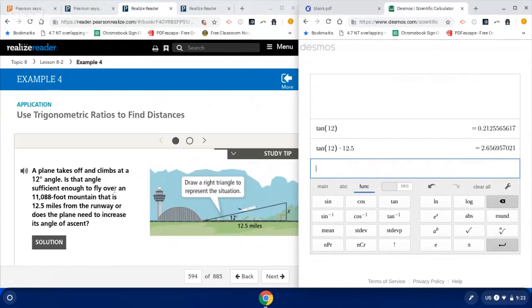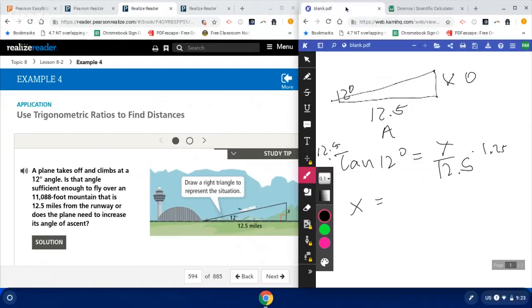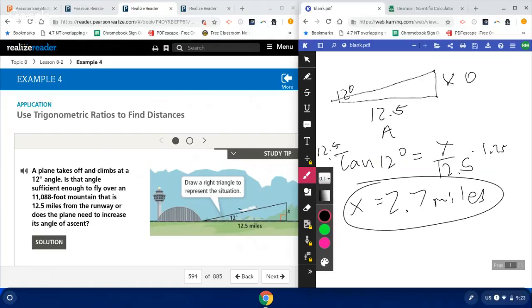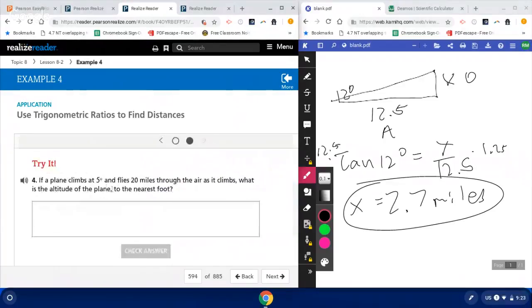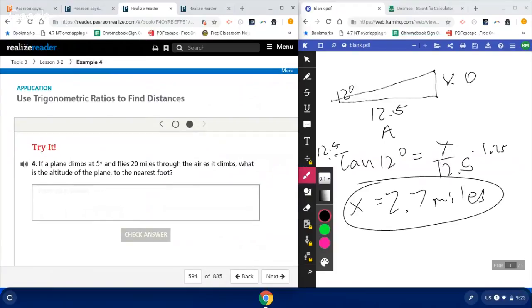Let's see where it says to round. Okay, it doesn't say to round, but here they do 12.5, so we'll go ahead and give it one decimal place. So this height would be 12.7 when we round that. Okay, so x equals 12.7 miles. Okay, let's see what this next one is. So this is essentially the same type of question without a picture. We don't need to do that.